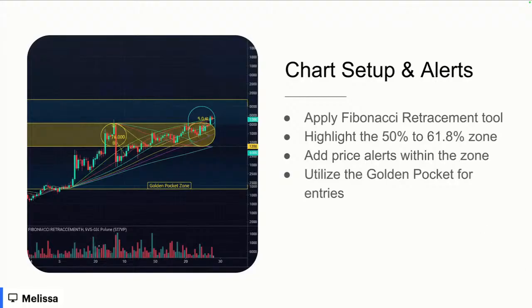Now, let's talk about how I set my charts up and how I use alerts on Thinkorswim to alert me when price has retraced to the golden pocket. I start by identifying the recent swing low to swing high. I then draw my retracement levels and focus on the 50 to the 618 zone. That's my golden pocket. I always set alerts here to prepare, and especially if I have a demand zone or a supply zone in the same area.